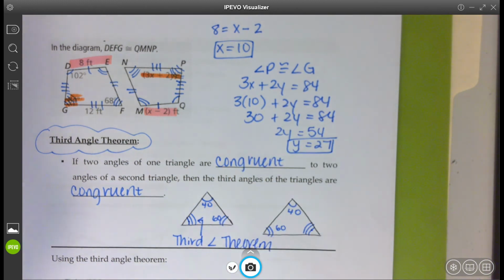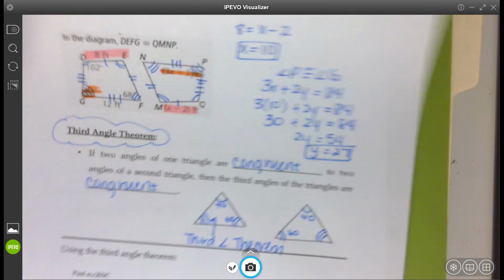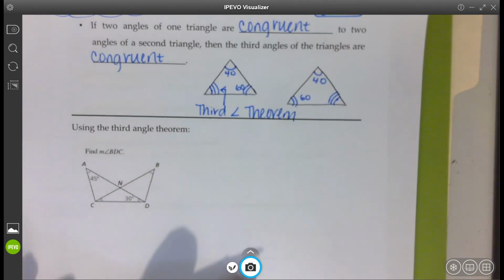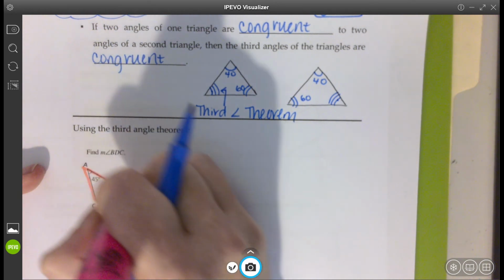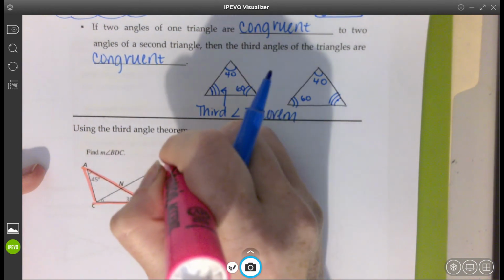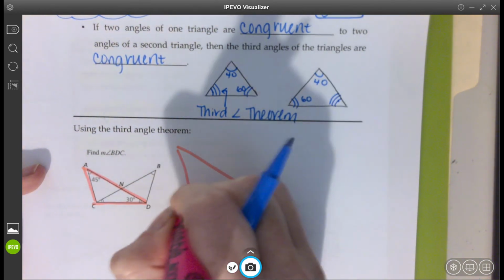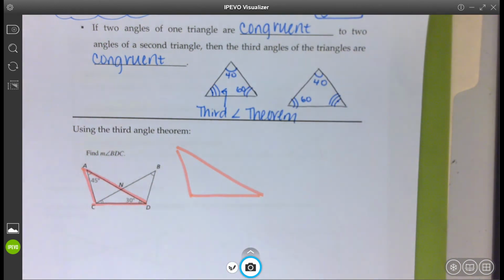All right, so we're going to look at a problem that uses the third angle theorem. It says find the measure of angle BDC. The first thing I want to do is highlight my triangle. So I'm going to highlight this triangle here, and I'm actually going to draw it out. In geometry, sometimes our problems do overlap or share parts, so sometimes it's hard to see certain pieces, so I like to sketch them out.